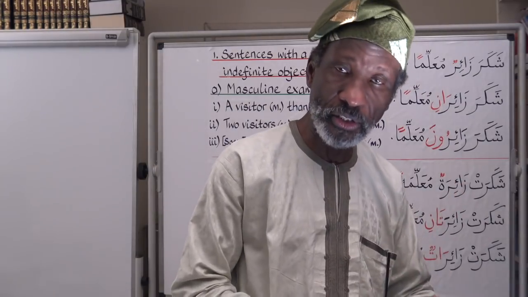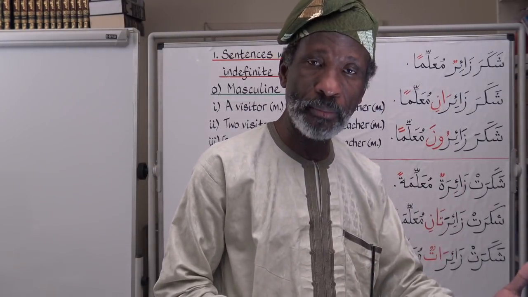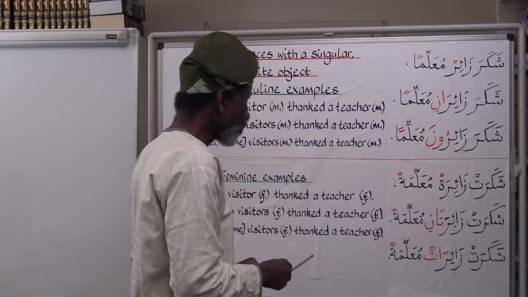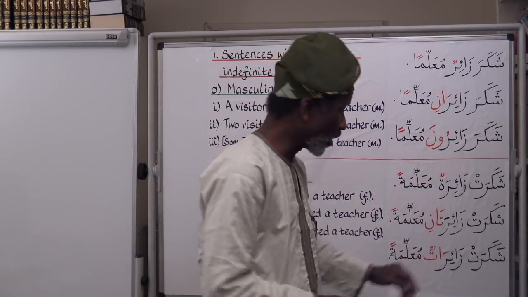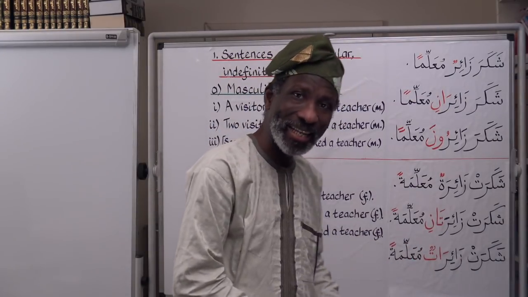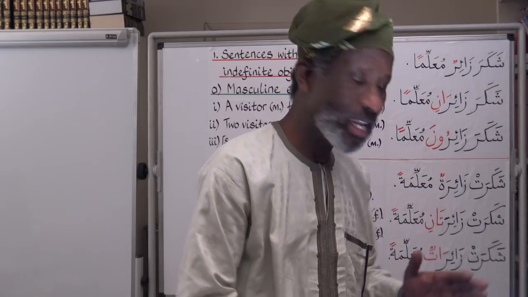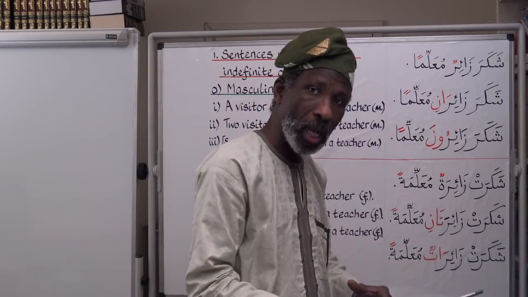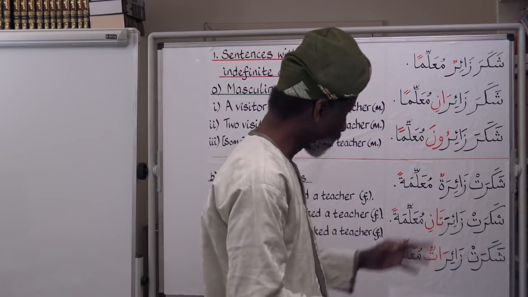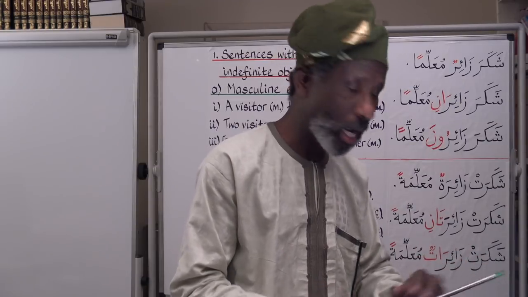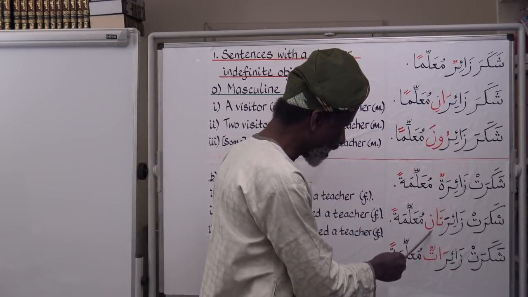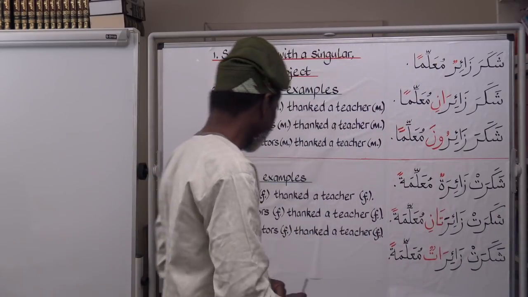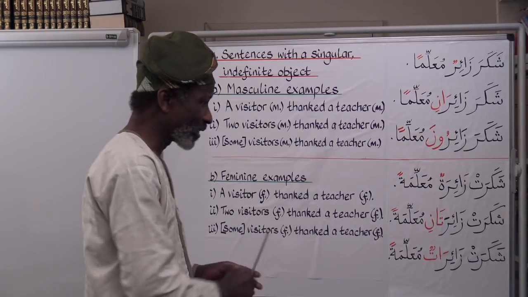Shakara Zairani Mualliman. For now, we retained our object as a singular. Later on, we're going to reverse that, and you will see what will happen when we have two objects as well. The equivalent in the feminine is Shakarat Zairatani. Again, it's ending in the ani ending. This is your ta, and we put fatha. We open the ta marbuta up to become ta maftuha, instead of ta marbuta, which is the tied up ta. Then we put fatha, ani, the same ending. Zairatani Muallimatan. Two visitors, feminine, thanked a teacher.